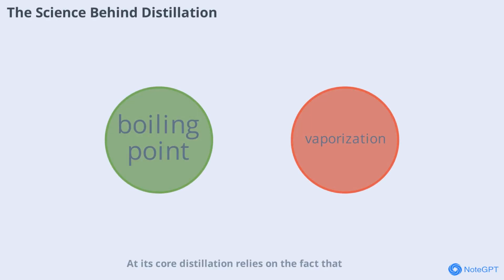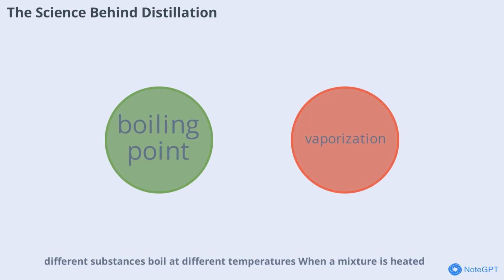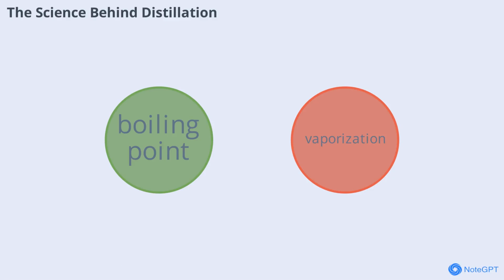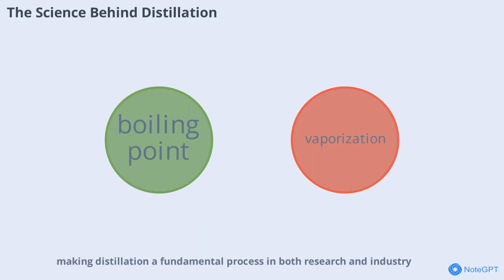At its core, distillation relies on the fact that different substances boil at different temperatures. When a mixture is heated, the component with the lowest boiling point vaporizes first. This vapor is then collected and condensed back into a liquid, effectively separating it from the rest of the mixture. This simple yet ingenious principle allows chemists to isolate pure substances from solutions or mixtures, making distillation a fundamental process in both research and industry.